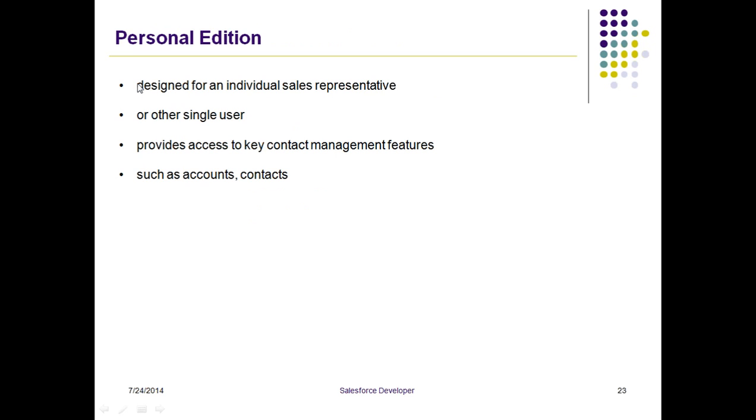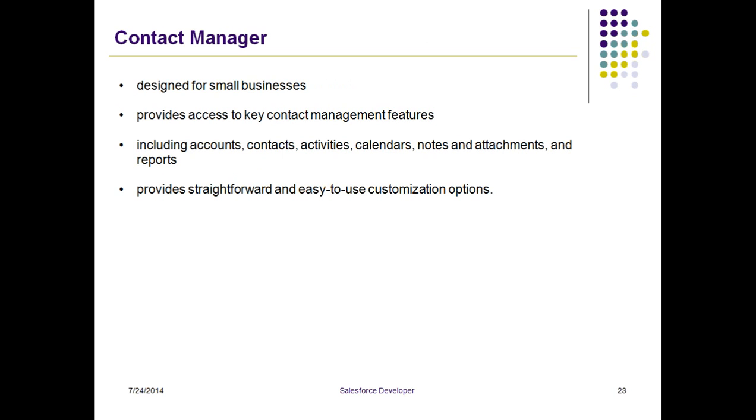Personal edition is designed for an individual sales representative, which means you can have just one license. You can have only one user if you take personal edition. It provides access to key contact management features. Very basic contact management features are allowed here in personal edition, and you cannot have a second user. You can have just one user. That is the reason why it's called personal edition.